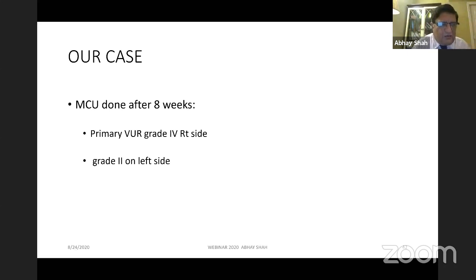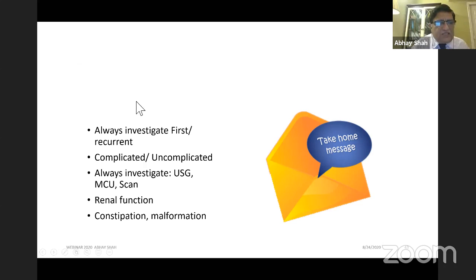So in our case, there was a primary VUR, grade 4 on the right side and grade 2 on the left side, and that was the cause of the recurrence. So the message is that even if it is a first attack, you always investigate. Recurrent, always thoroughly. Even if it's uncomplicated, a complete workup is required.